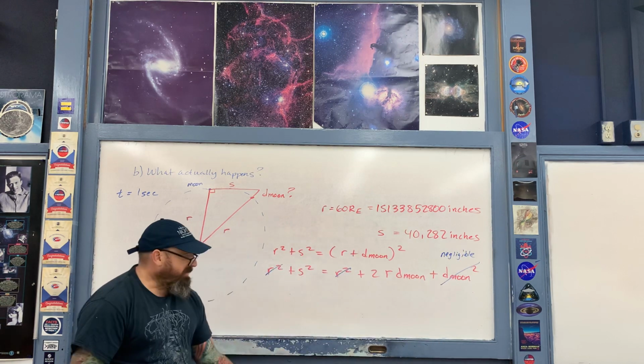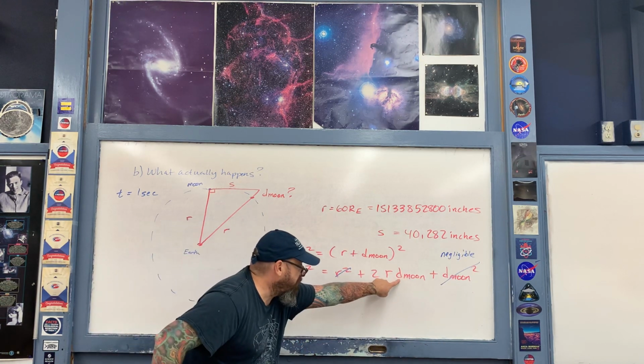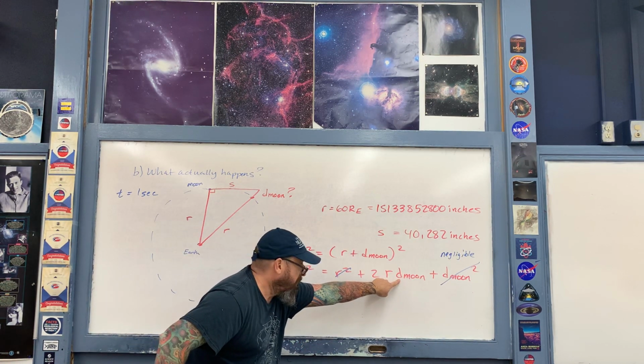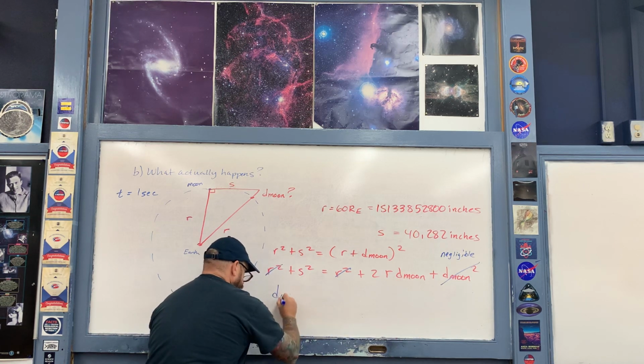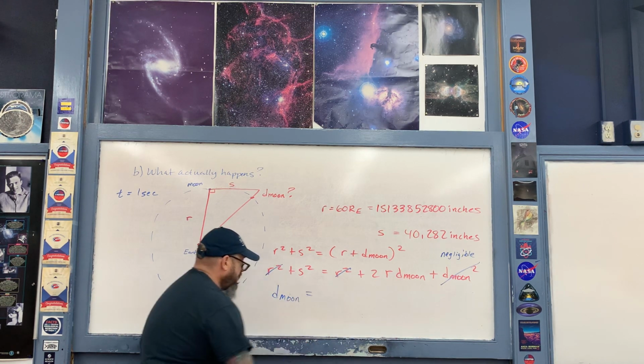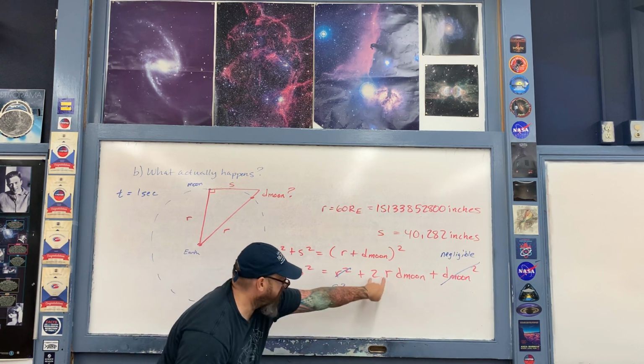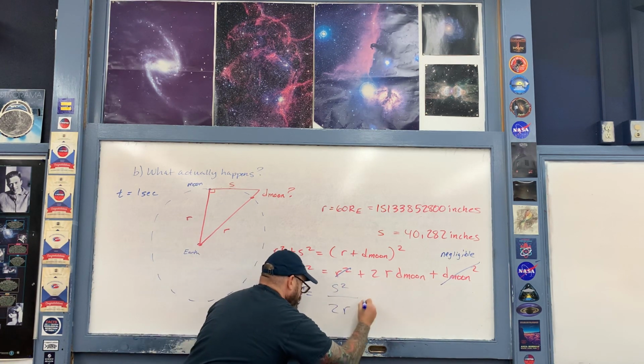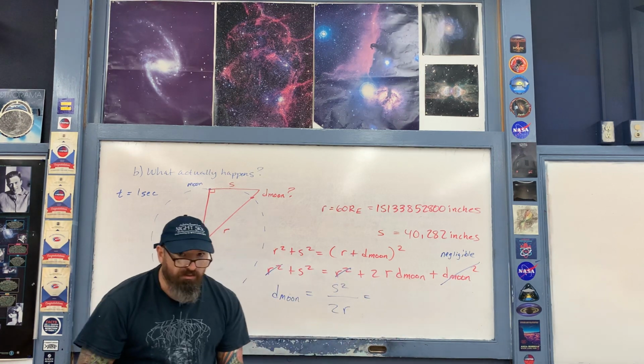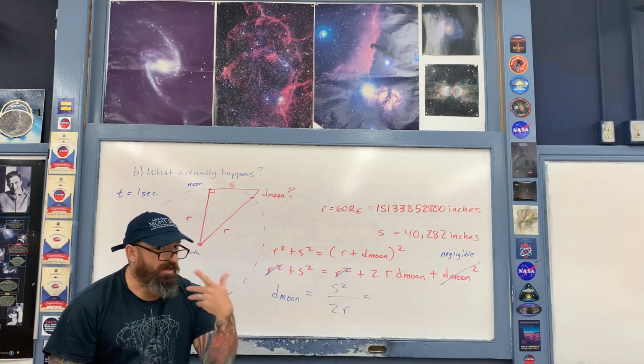And now, because that is negligible, let's just go ahead and solve for the remaining d moon. So d moon is going to be equal to s squared, divided by 2 times r. Let's see what this number is equal to. So now, once again, this is what actually happens.